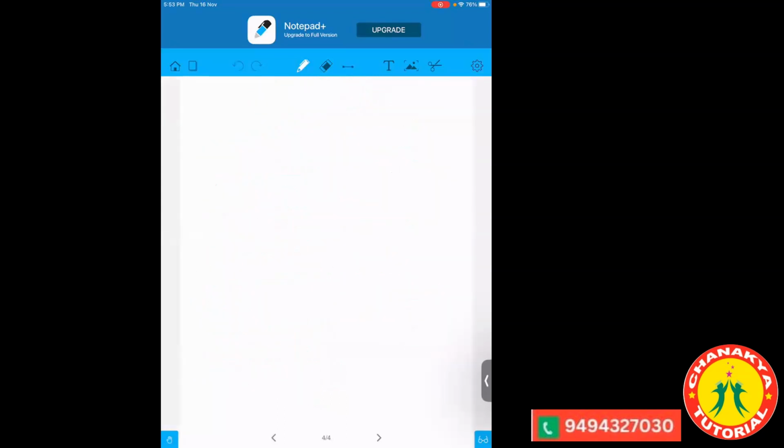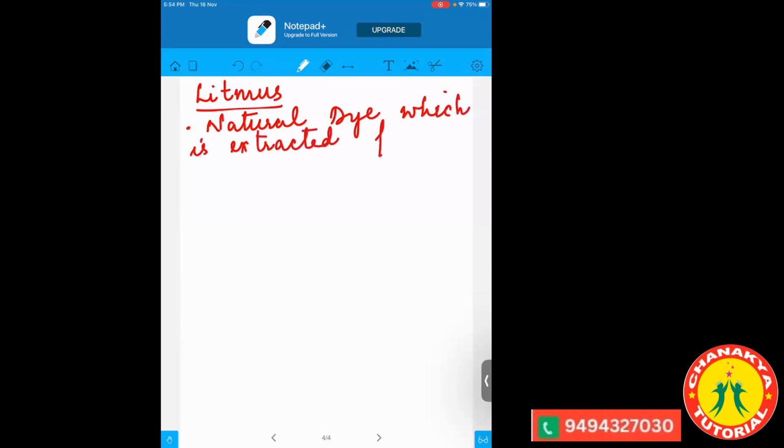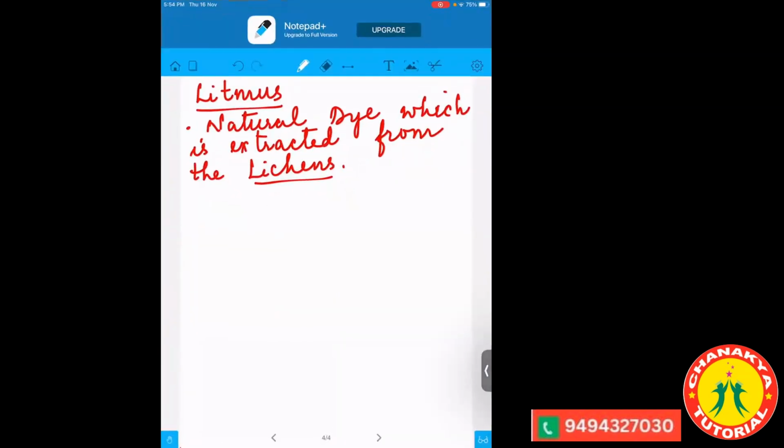Now starting from the first one, the first indicator we are going to study is litmus. So litmus is what? It is a natural dye. From where will we be getting this litmus? Lichens. Very good. So it is a natural dye extracted from lichens. Lichens are the organisms from which it is extracted. And once it is extracted, they prepare the litmus solution from it.